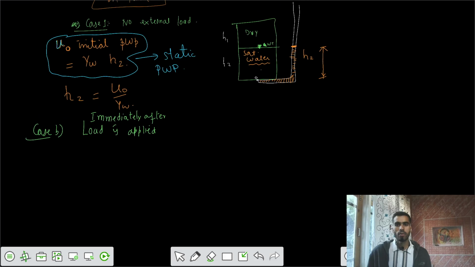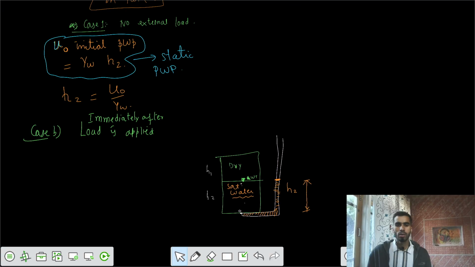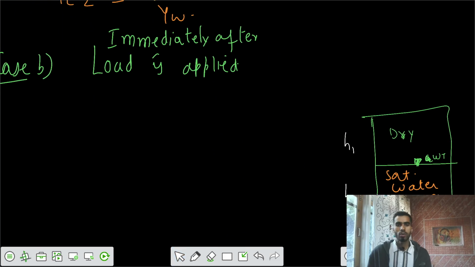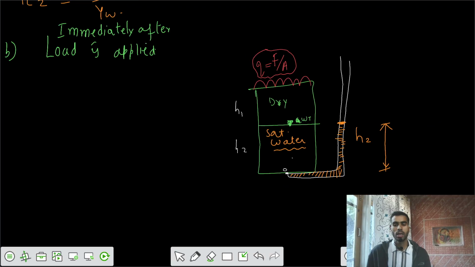So let's say that we have the same setup here. Now we are going to apply a surcharge. Let's say we are applying a surcharge of total stress equal to Q, such that this is some force applied divided by the area of the cross section. Because of this, there would be some increase of water level. Let's first see how the water level would increase.